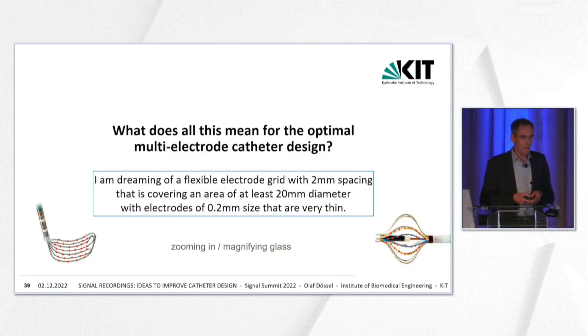And what does this all mean? I'm dreaming of a flexible electrode grid. Why? Because we have to touch the endocardium with 2 millimeter spacing that is covering an area of at least 20 millimeter diameter with electrodes of 0.2 millimeter size. Small is beautiful, and very thin gives you a high voltage.